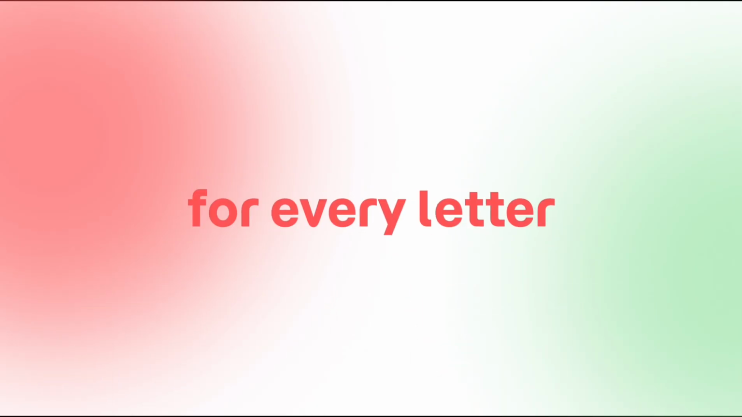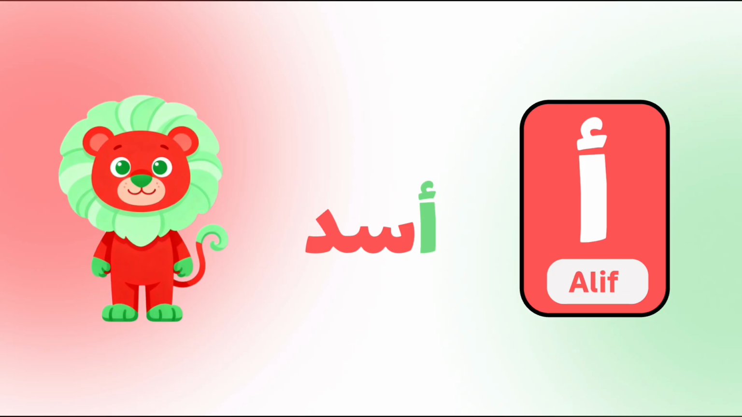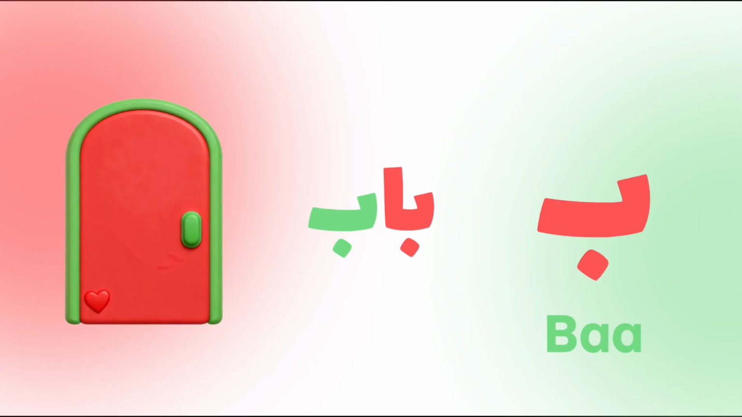For every letter, I'll give you the sound it makes and an easy word to remember it by. Ready? Let's begin. Alif. Alif makes the A sound like in Asad. Asad, lion. Ba. Ba makes the B sound like in Bab. Bab, door.